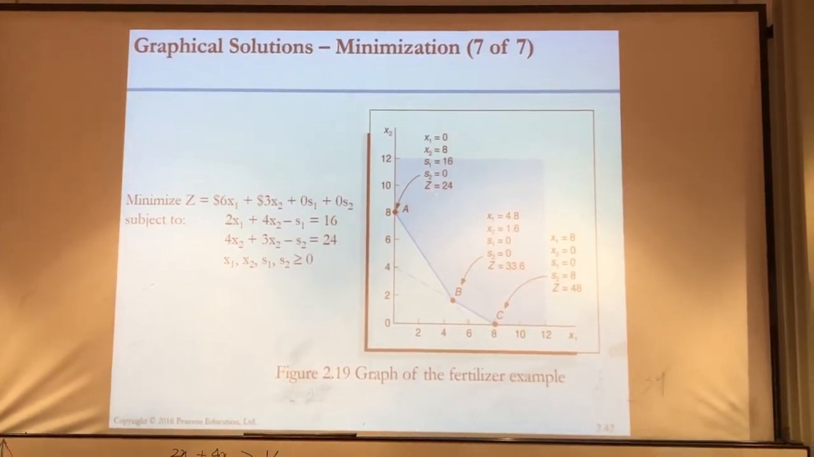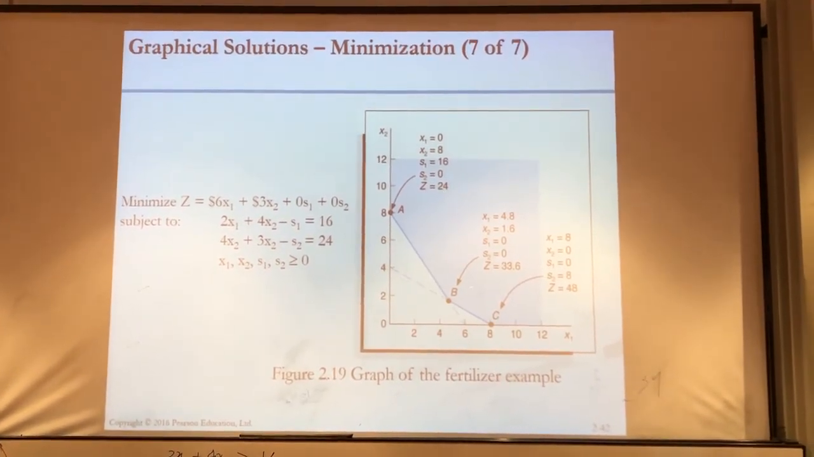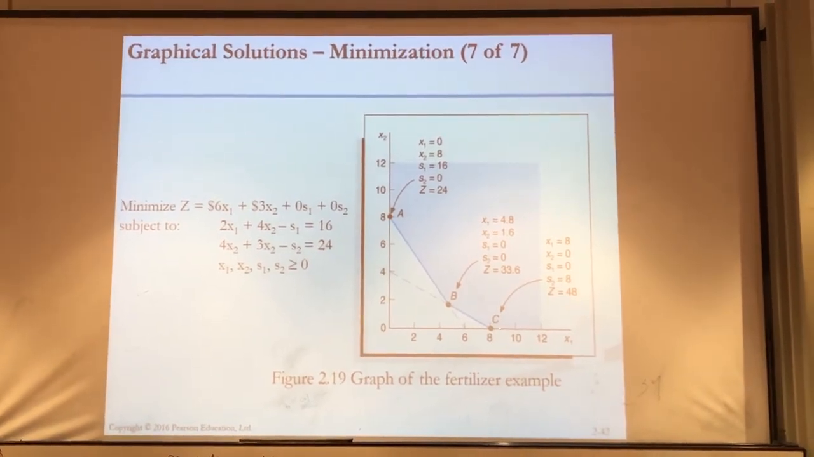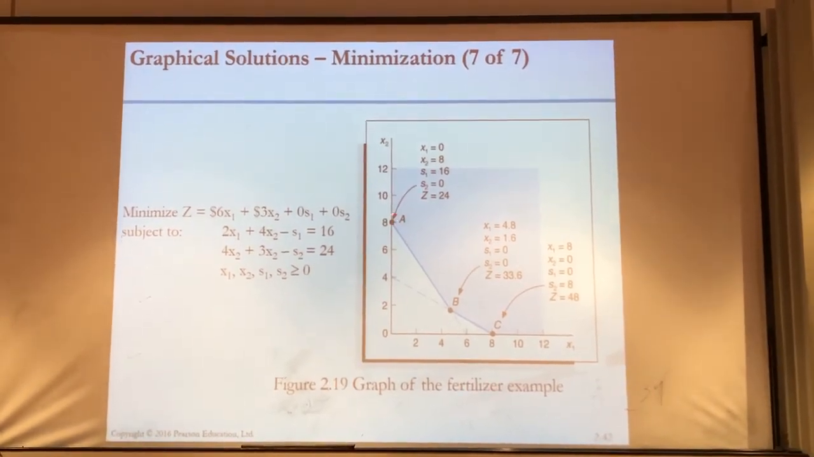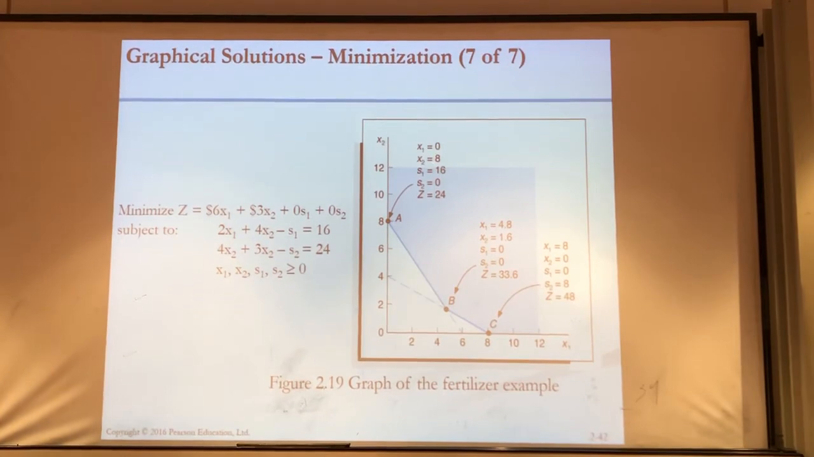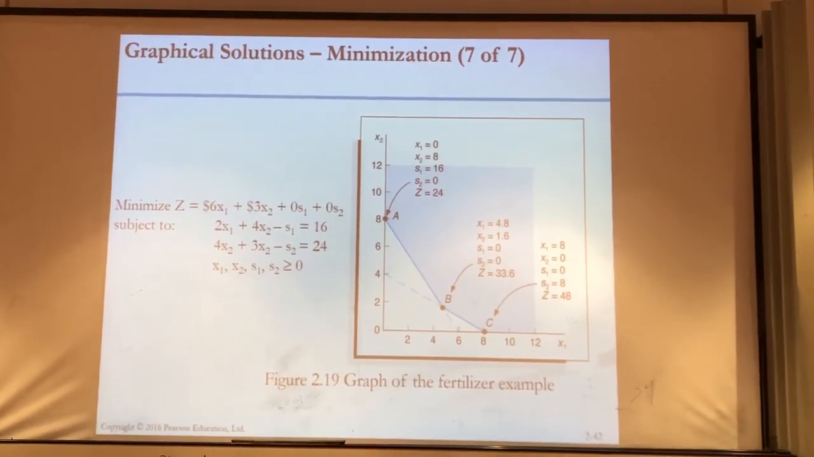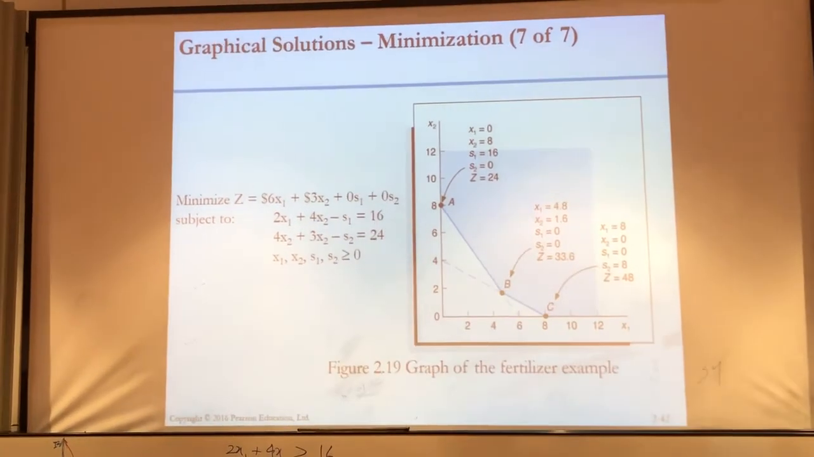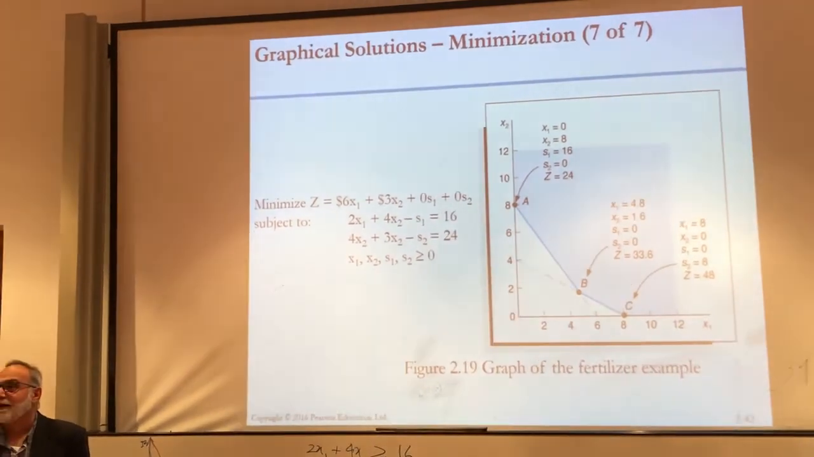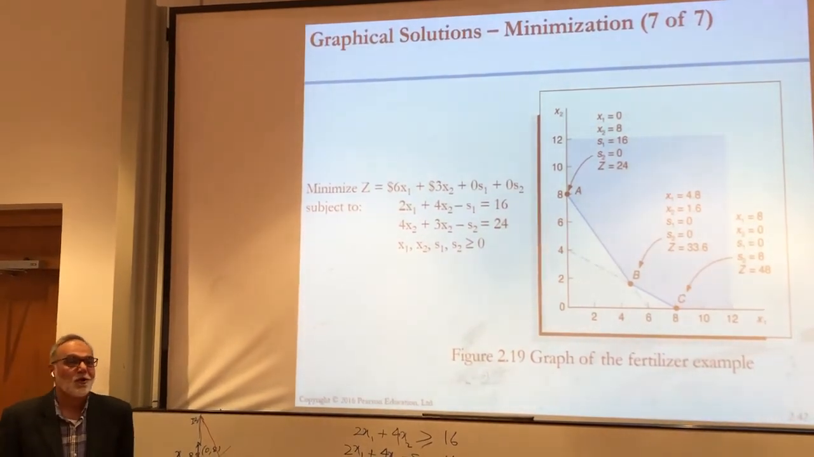And here you can see that at this point Z is equal to 24, here at this point Z is equal to 33.6, and here Z is equal to 48. The cost is least over here, and the surplus variable S1 is equal to 16 and S2 is equal to 0. Okay, this is the solution with corner point method. Any questions? No questions? Is it clear? Yes. Okay.